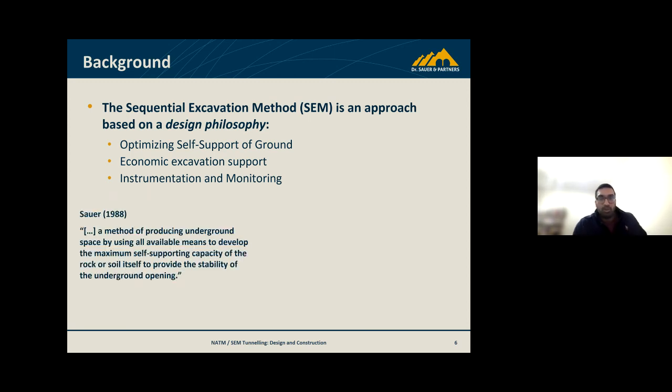Sauer, who we worked for, the main man himself, once said back in 1988 that SEM is a method of producing underground space by using all available means to develop the maximum self-supporting capacity of the rock or soil itself to provide the stability of the underground opening. And I think that's a key thing in what we do in SEM, whereby we're using the arching effect of the ground, using the properties of the ground to support the tunnel, as opposed to trying to prop everything and push everything back as you would in a heavy civil cut and cover structure, for example.